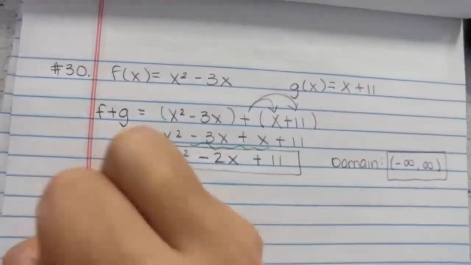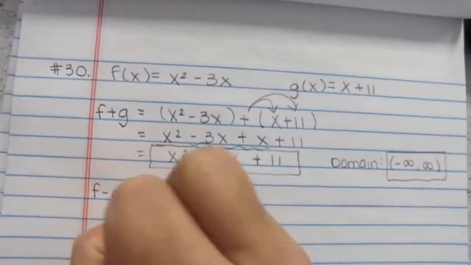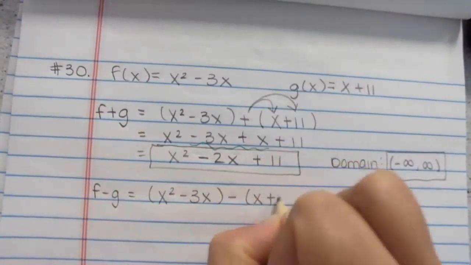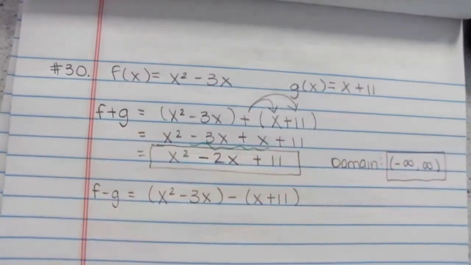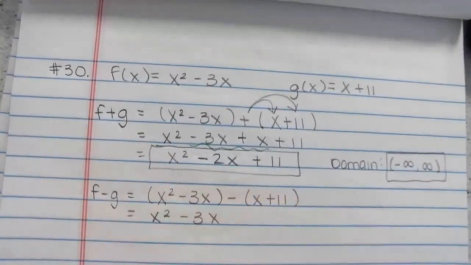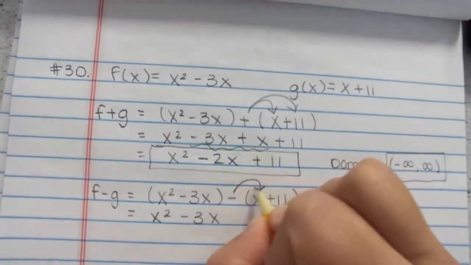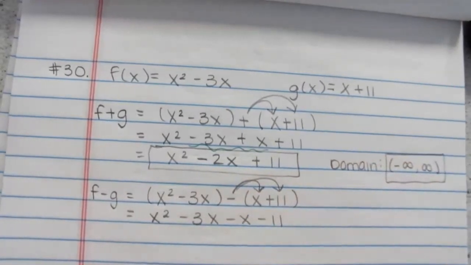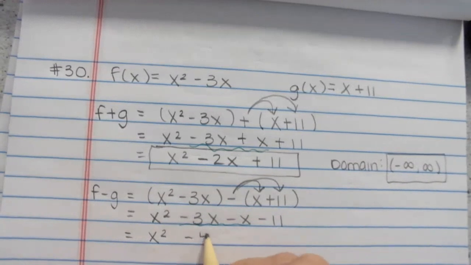So same thing for f minus g. So I have f, which is x squared minus 3x, minus our g, which is x plus 11. Nothing outside of our first set of parentheses to distribute, so it'll stay x squared minus 3x. But don't forget, distribute this negative. So it'll be negative x minus 11. So then here, when you combine like terms, you get x squared, negative 3x minus 1x, which is negative 4x, minus 11.